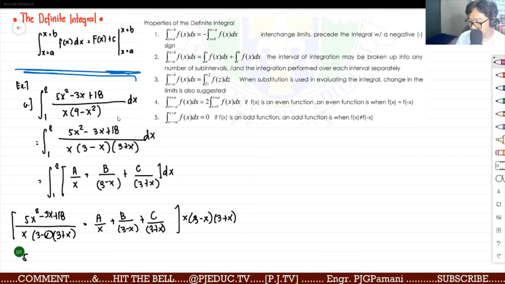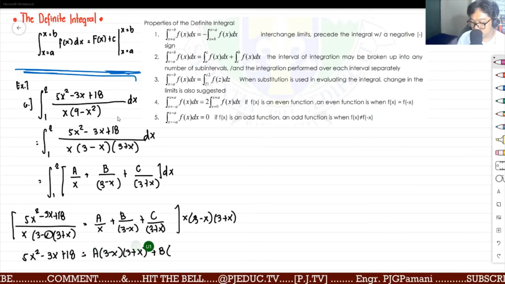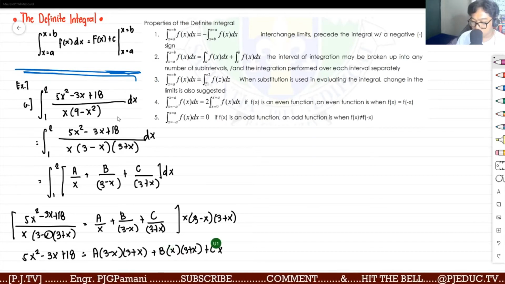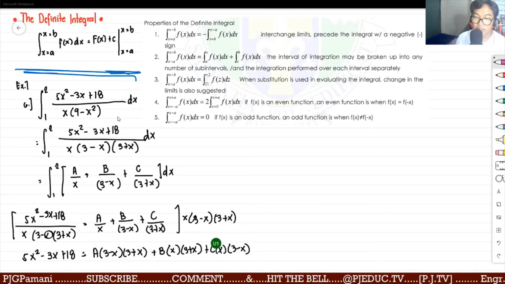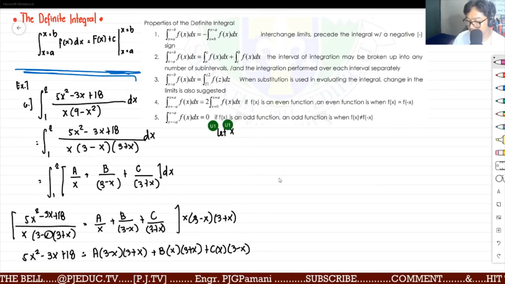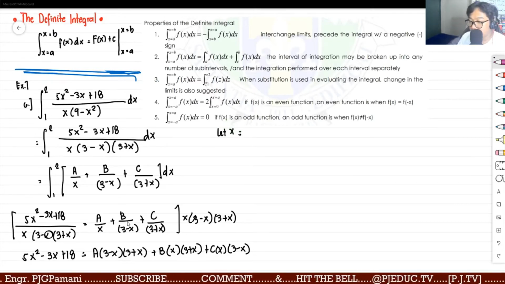Multiply both sides with x times 3 minus x times 3 plus x. So the left side is 5x squared minus 3x plus 18, equal to a times 3 minus x times 3 plus x, plus b times x times 3 plus x, plus c times x times 3 minus x. Okay? I will write it over here on the side. Substitute the value of x that would make either the variable a, b, or c eliminated or equal to 0.